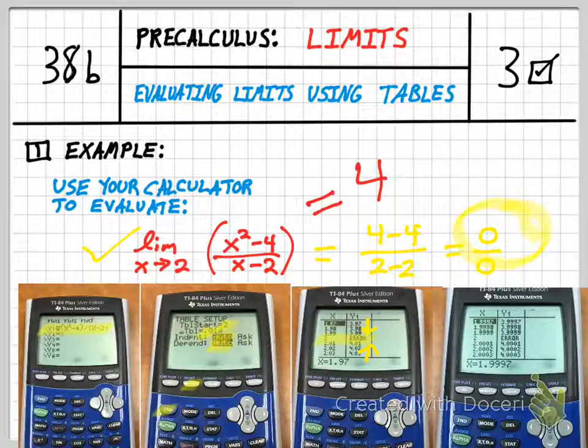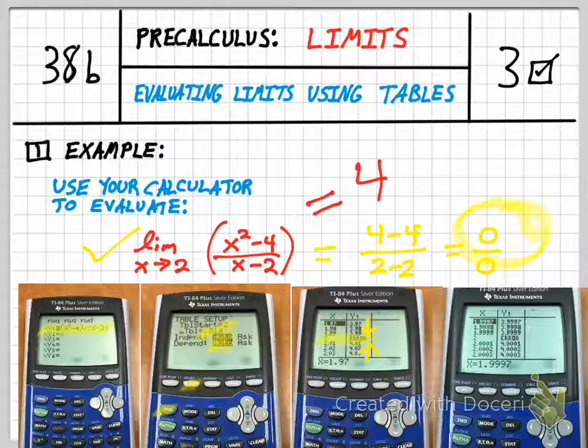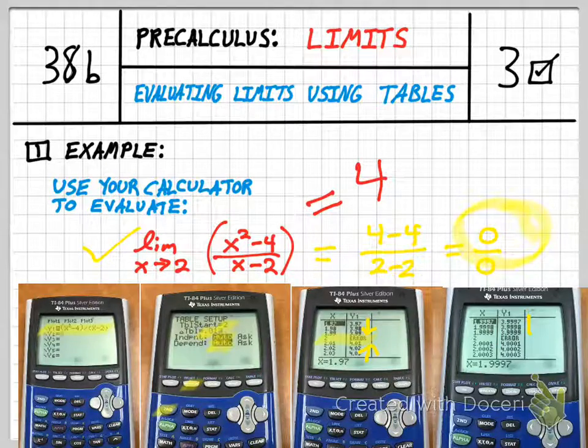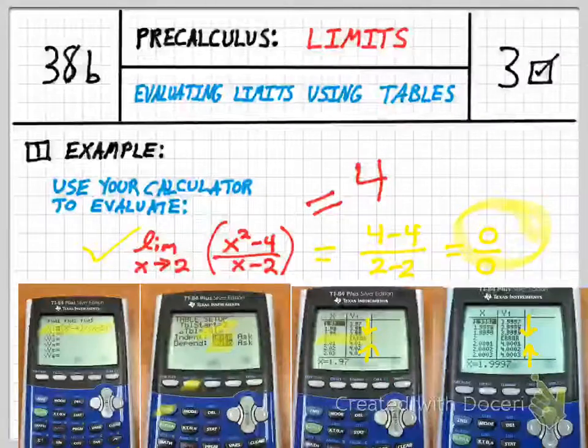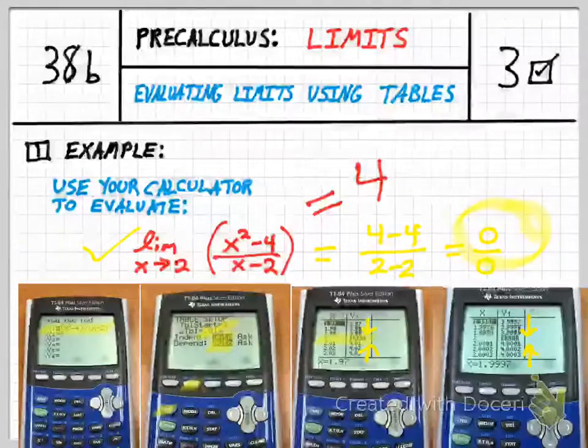All right, our last screenshot there is just a more specific table. Usually 0.01 or 0.001 is sufficient, but I did an even more specific table. You can see that the values get even closer to 4. And the idea is to imagine that going on to infinity. Whichever way I look at my list, I'm getting closer and closer to 4. Therefore, the limit of this problem is 4.